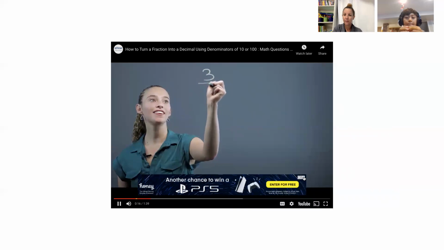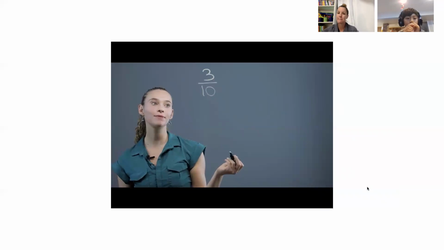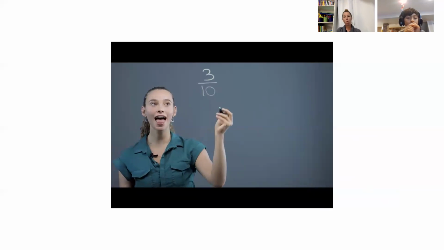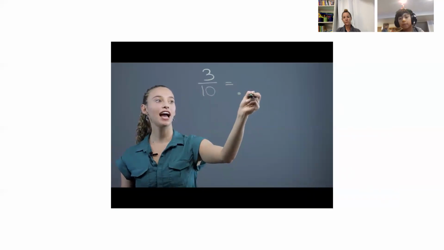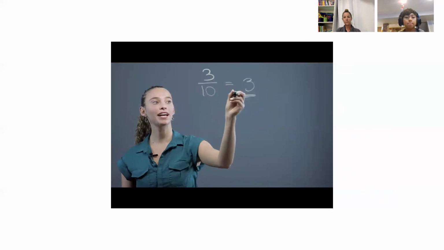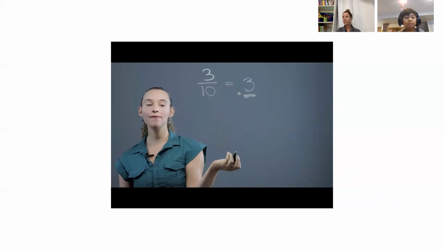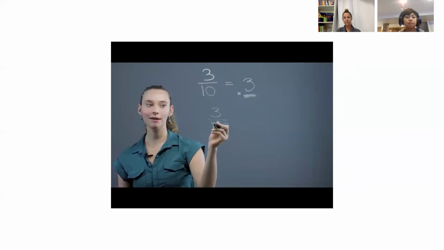Hi, I'm Rachel, and today we're going to be going over how to turn a fraction into a decimal using denominators 10 or 100. If we have a number like 3 over 10, that's written as a fraction. And if we want to think of it as a decimal, we can say that's 3 tenths. The first digit after the decimal is the tenths place. So we're just going to write 0.3. That's 3 tenths. If we have 3 over 100, that's the number as a fraction.